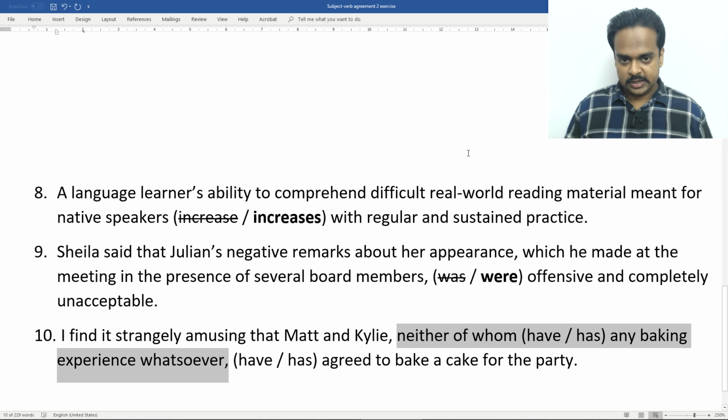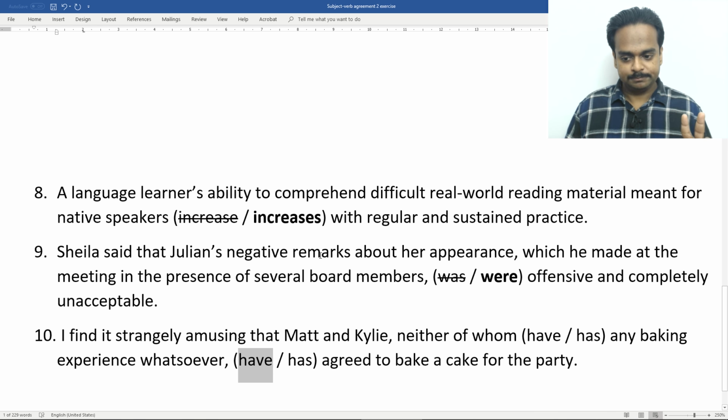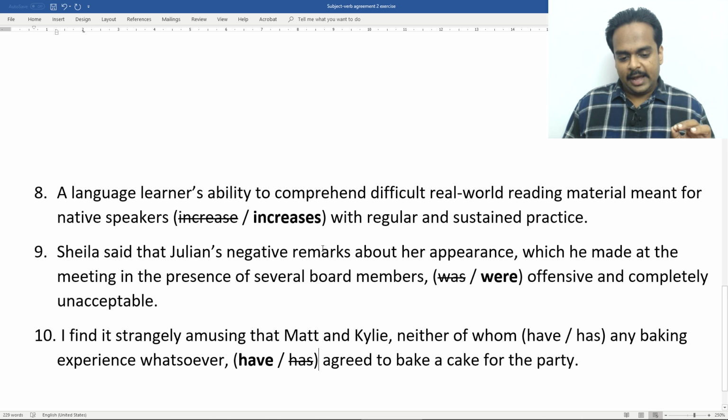The relative clause ends here. So that means the subject of the sentence is Matt and Kylie. This is a plural subject because Matt and Kylie are two people. So Matt and Kylie have agreed to bake a cake for the party. All right, now as for the verb form within the relative clause, we have to apply subject-verb agreement rules within the clause itself. So the subject of this clause is the word neither. This is considered a singular pronoun in English because it's like saying not Matt or Kylie. So neither of whom has any baking experience whatsoever.